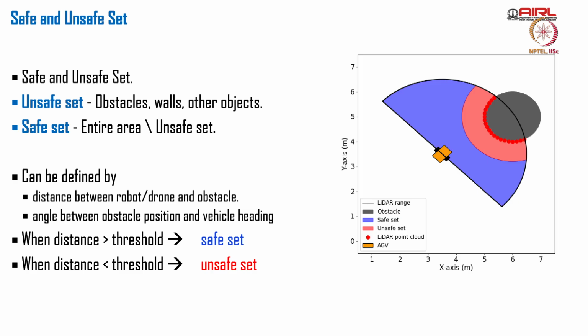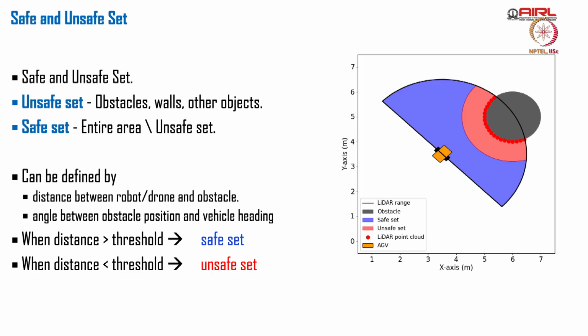It can be electric wires as well, because that also can create problems in safe path planning, right? Then what is a safe set? A safe set is the entire area, arena, or entire space excluding the unsafe set, right? So safe and unsafe sets are very important concepts in control barrier functions, and the barrier forms the boundary between the unsafe and safe set.